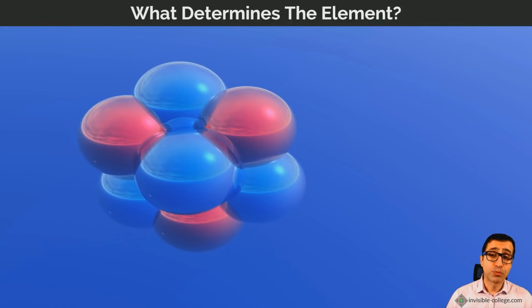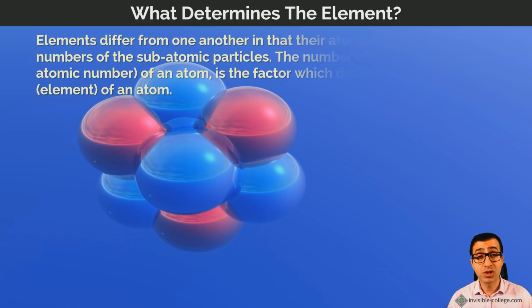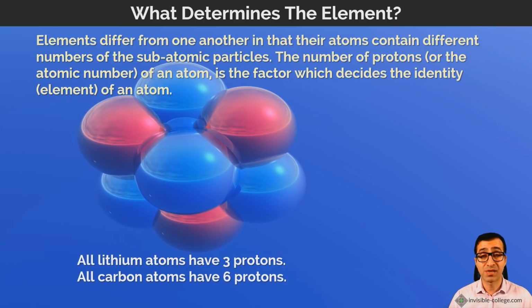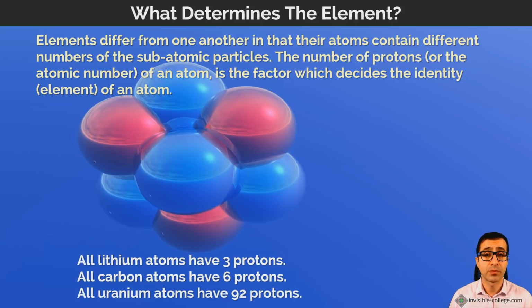Now, the chemical properties of elements, the ways in which they chemically combine with each other and form bonds with each other, are determined by the arrangements and the numbers of electrons in those atoms. And in turn, we can therefore say that the structure of those atoms determines their chemical properties. So the factor which identifies which element a particular atom belongs to is the number of protons in the nucleus, which again goes back to the idea of atomic number. So all lithium atoms have 3 protons, all carbon atoms have 6 protons, and all uranium atoms have 92 protons.